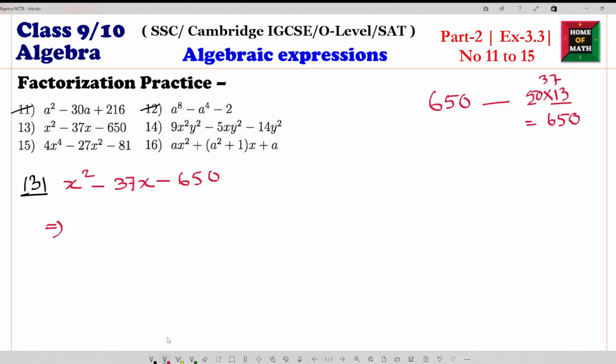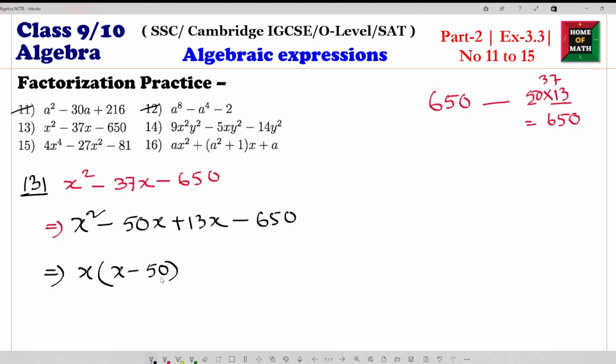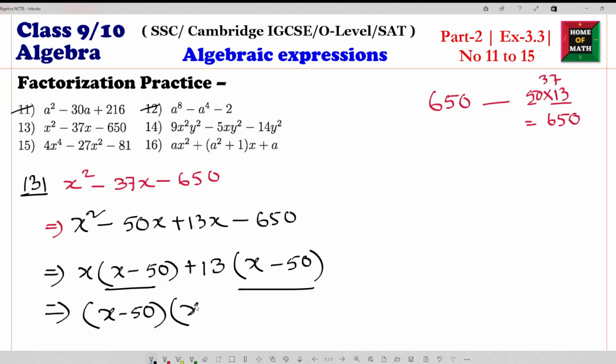Just a quick concept. So we can write x square minus 50x plus 13x minus 650. Okay, so we can take common x. So here is x minus 50 plus 13, we can common. So here is x minus 50. So look, x minus 50 we can take common and here is x plus 13. So this is our answer. Okay, number 13 done.